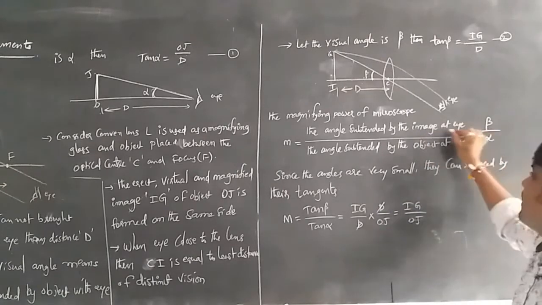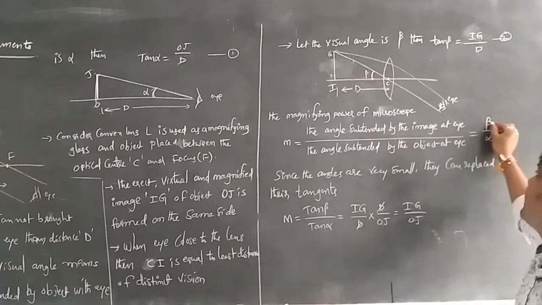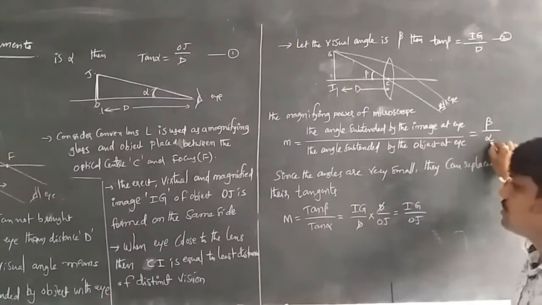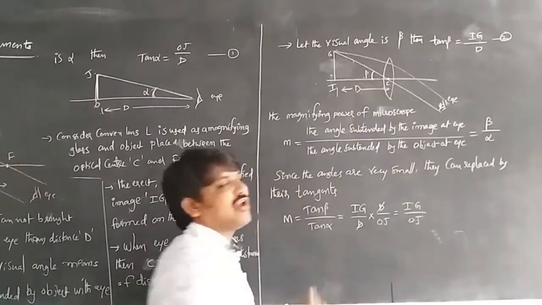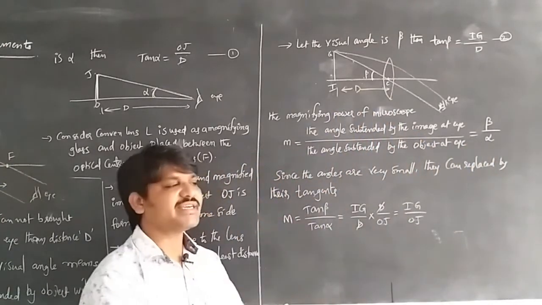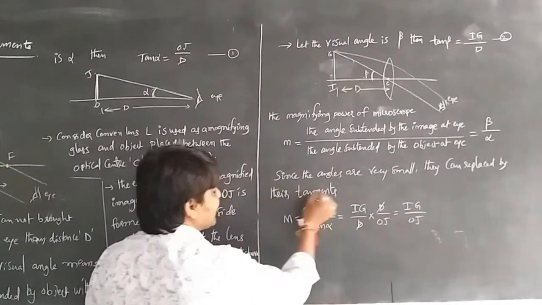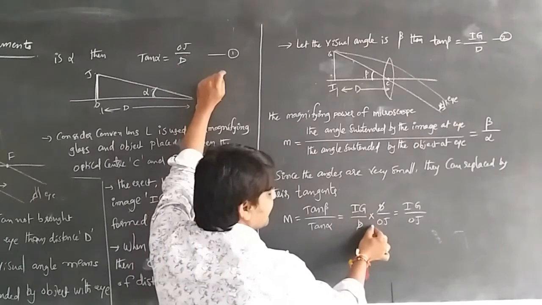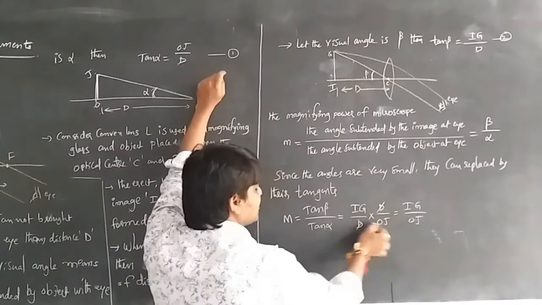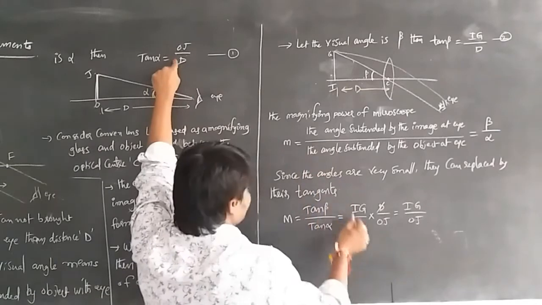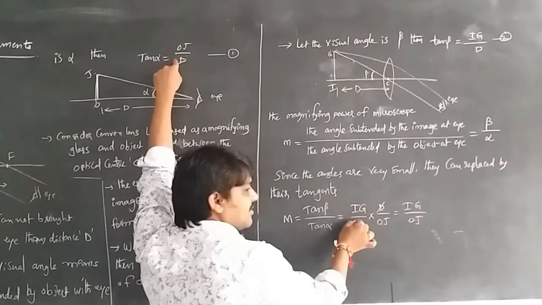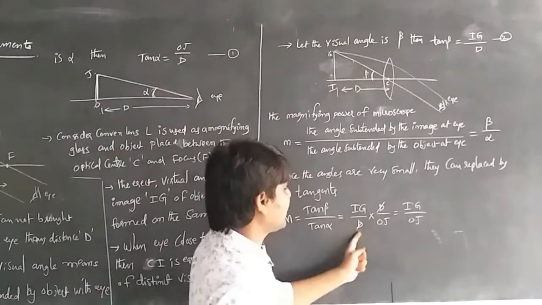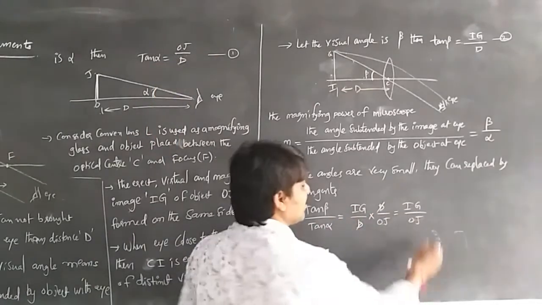Here the angle subtended by the image at the eye is beta, and the angle subtended by the object at the eye is alpha. Since beta and alpha are very small angles, we take their tangents. So m is equal to tan beta by tan alpha, that is equal to Ig by d cross d by Oj, because tan alpha is equal to Oj by d. Oj by d goes to the denominator, so we reverse it. Then d cancels and we get Ig by Oj.